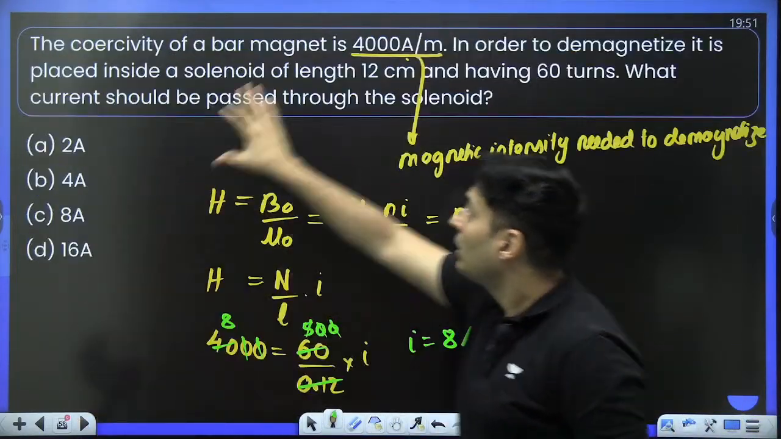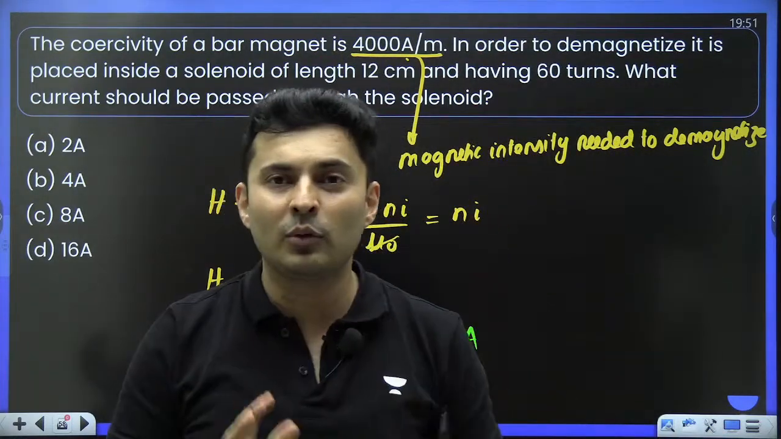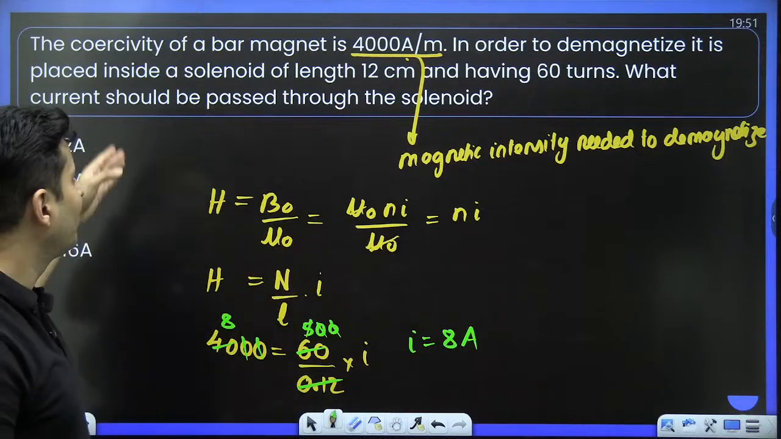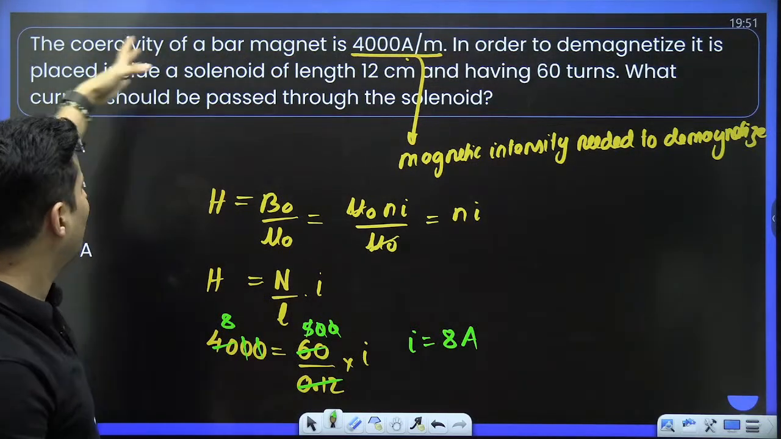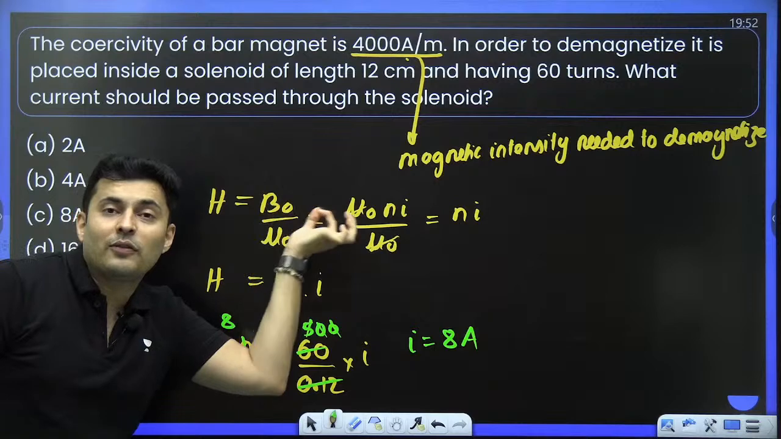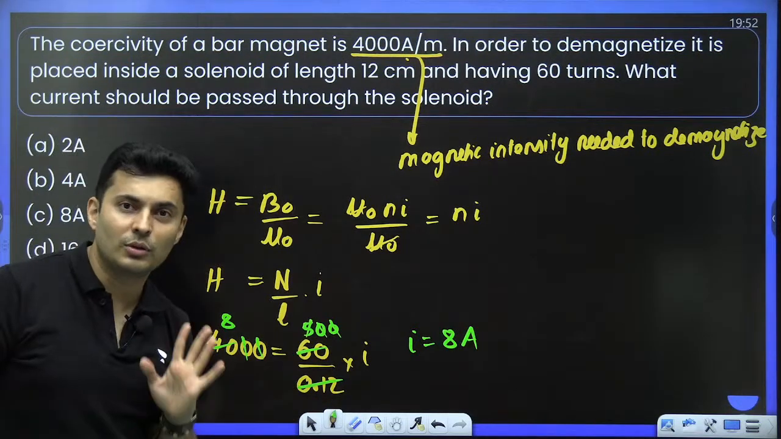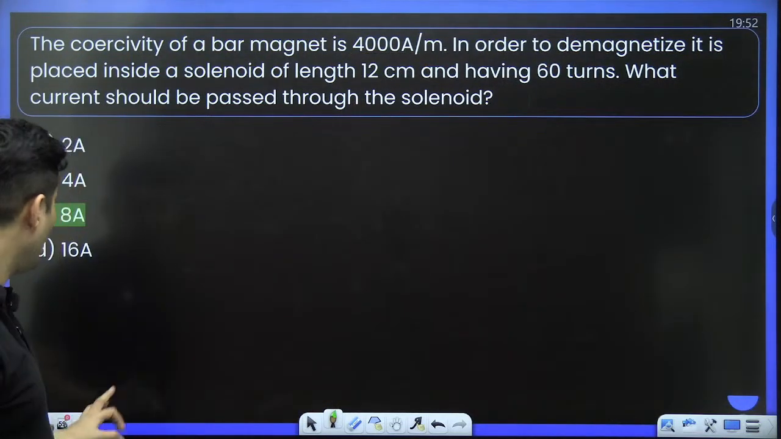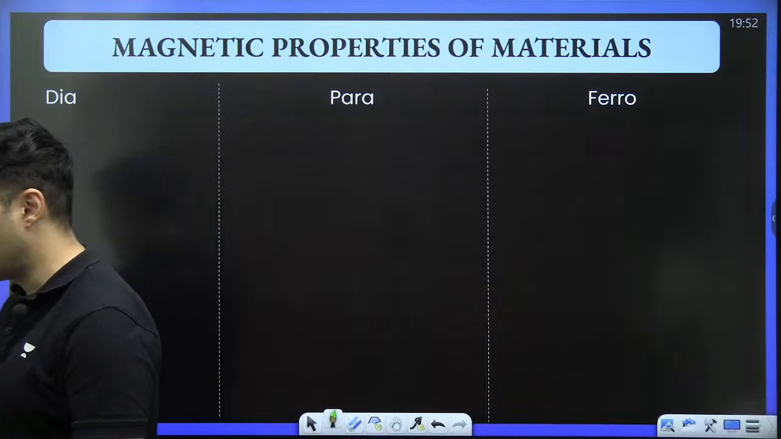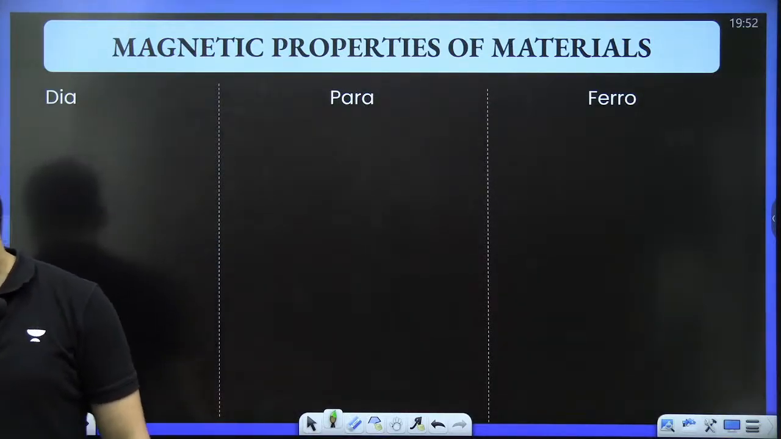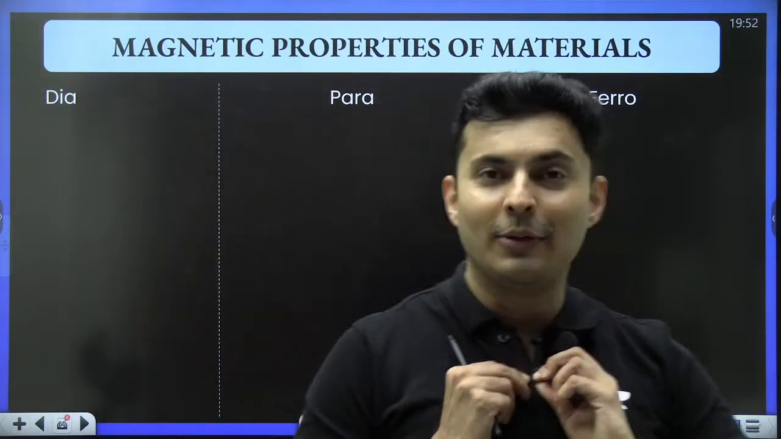In this question, the question said you have to demagnetize it, and the magnetizing field required is already given. That is the meaning of coercivity, which we'll be learning in the next part. So if I know the solenoid is having certain turns, certain current, or certain length, I can use the formula for field of a solenoid to find H in terms of those terms and then substitute the values to get the answer. Cool. So these problems are actually very simple. Once you get used to it, trust me, there is nothing stopping you from getting those 4 marks in the actual examination. Chalo. So let's start with the 3 different kinds of materials which are there in our real world.